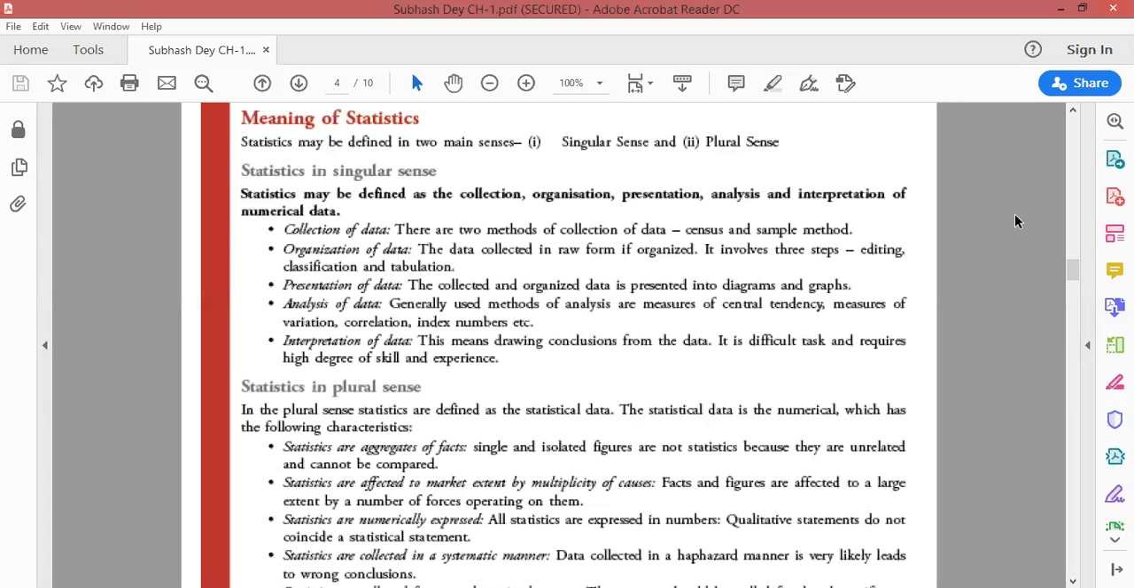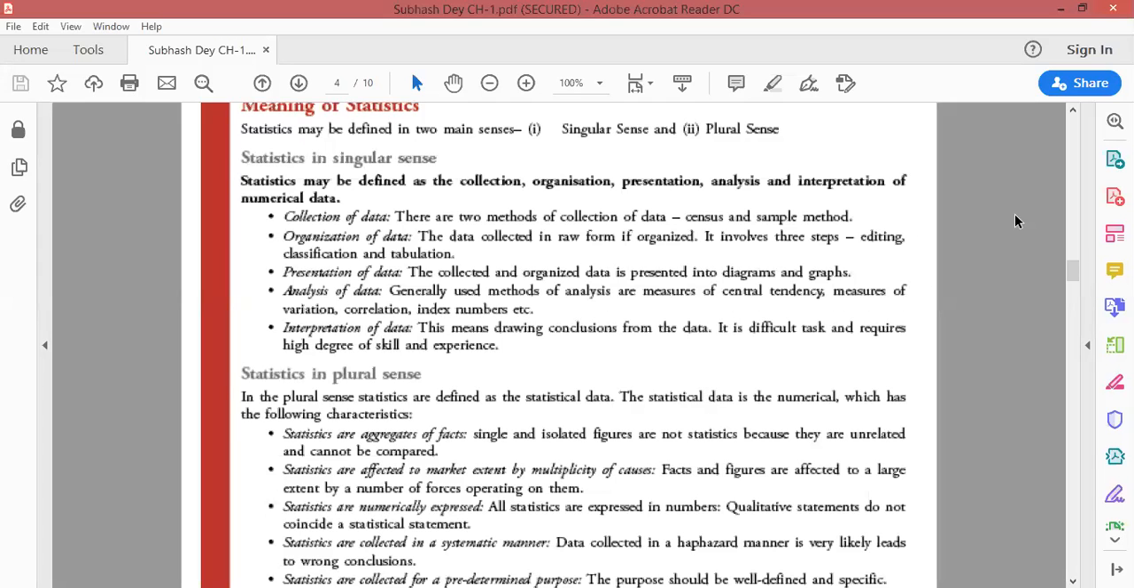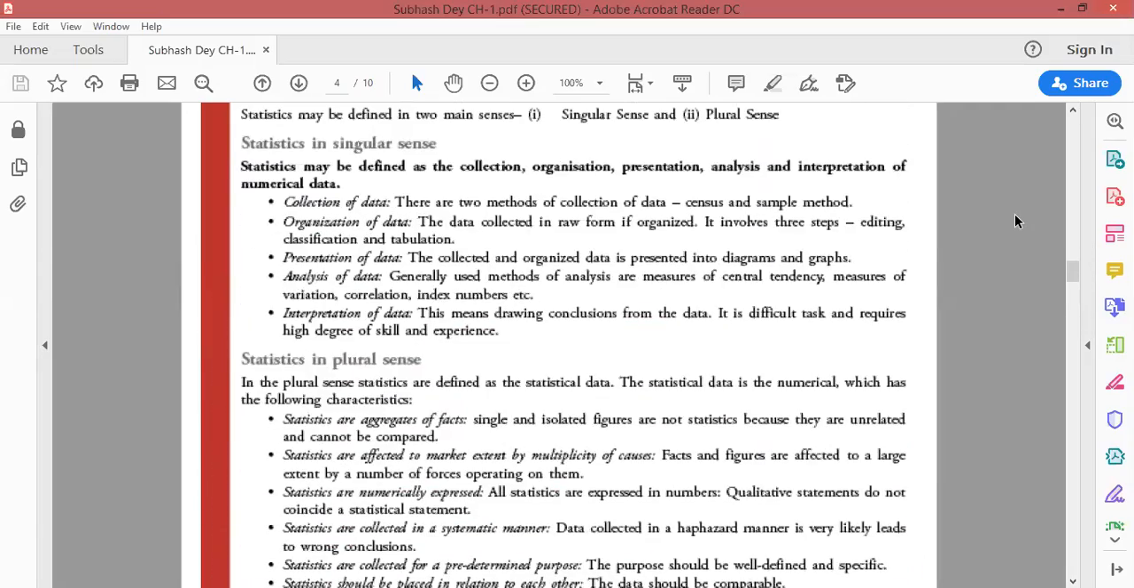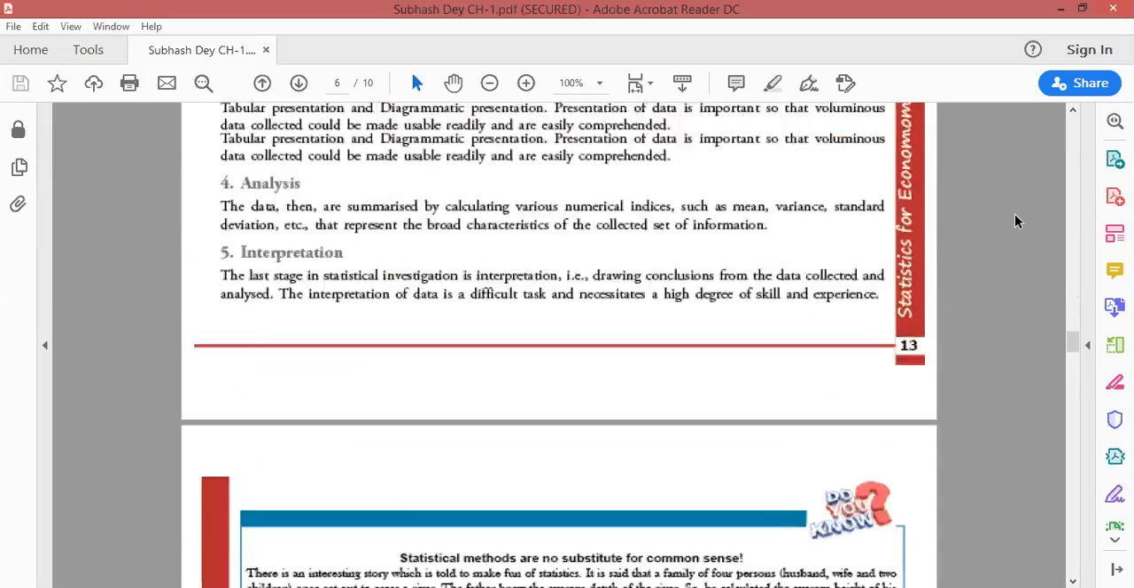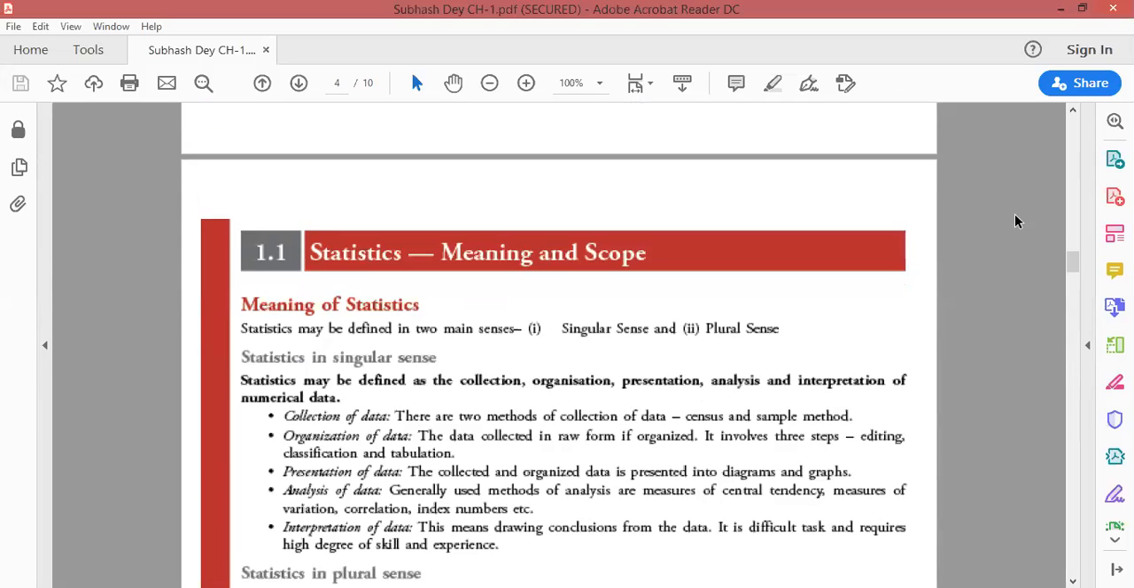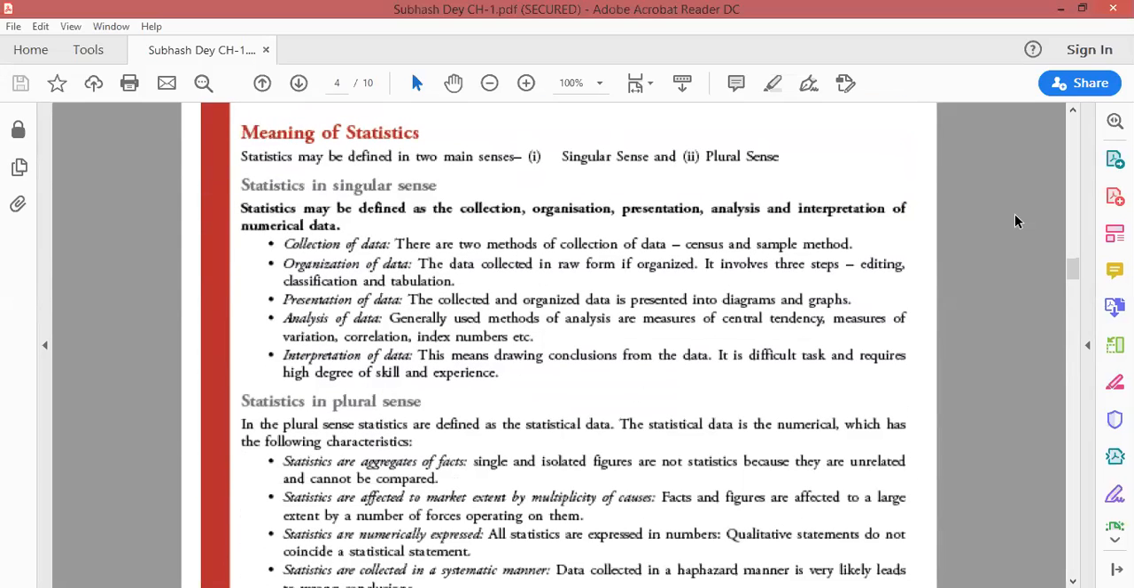Now I will explain statistics in the singular sense by taking this example of population counting only. Statistics in the singular sense is defined as collection, organization, presentation, analysis, and interpretation of numerical data. So there are 5 steps involved in reaching a statistical study, and those 5 steps contribute to statistics. सबसे पहले क्या करते हैं किसी भी statistical study तक पहुंचने के लिए?